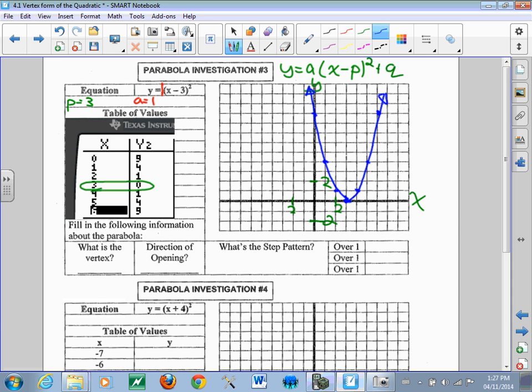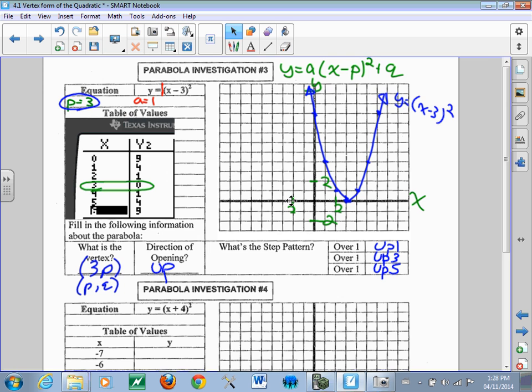I'm going to put our equation down, y equals x minus 3 squared. Okay? So what do we notice, folks? P equals 3, and it made us move to the right 3, the vertex. So our vertex, folks, is 3 and 0, and remember, that's your ordered pair, P and Q. So that's another reason why we're dealing with P here. Direction of opening is still up. Okay, step pattern is still up 1, up 3, and up 5. And I know you're saying, Miss R, I'm getting bored of that, but it will change on the last page.